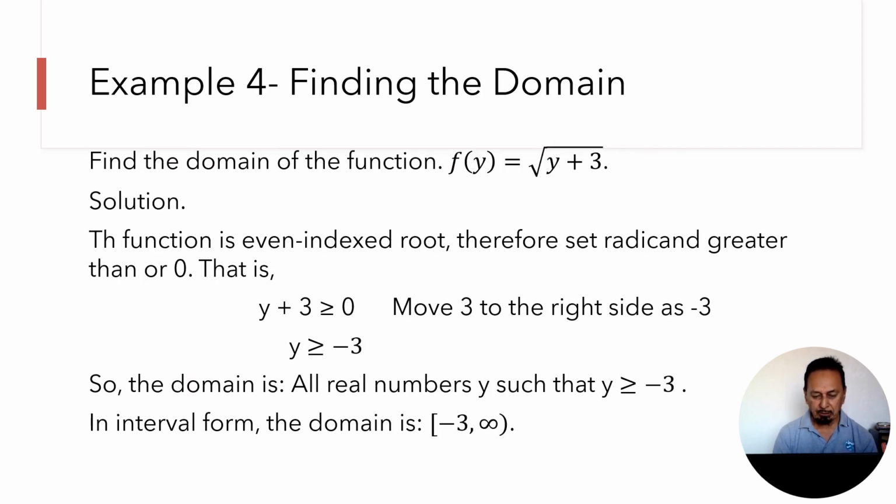Example 4. Find the domain of the function f of y equals the square root of y plus 3. This function is an even indexed root. Therefore, set the radicand greater than or equal to 0. That is, y plus 3 greater than or equal to 0. Move the 3 to the right side as minus 3, so you're left with y greater than or equal to minus 3. So the domain is all real numbers y such that y is bigger than or equal to minus 3. In interval form, the domain is closed bracket minus 3 to infinity.